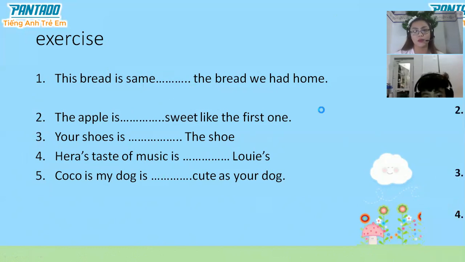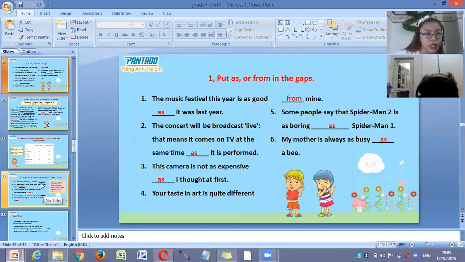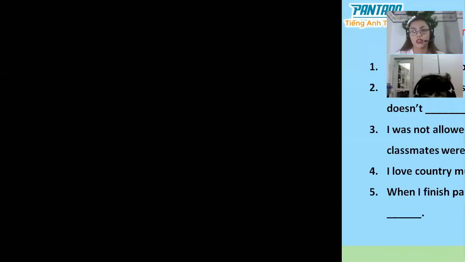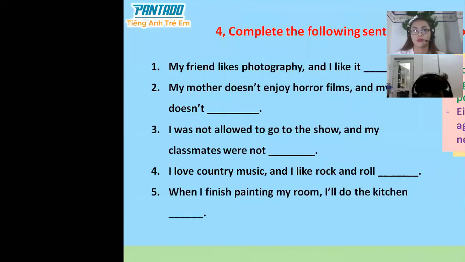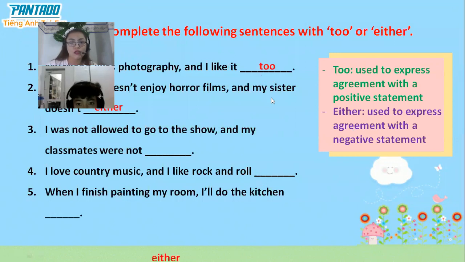Okay, next one. We're done with that one. Now let us have this one. Okay, so the two or either. So two, we use this to express agreement between positive sentences, and either we use this to express negative agreement between negative sentences. Now let us try to answer.